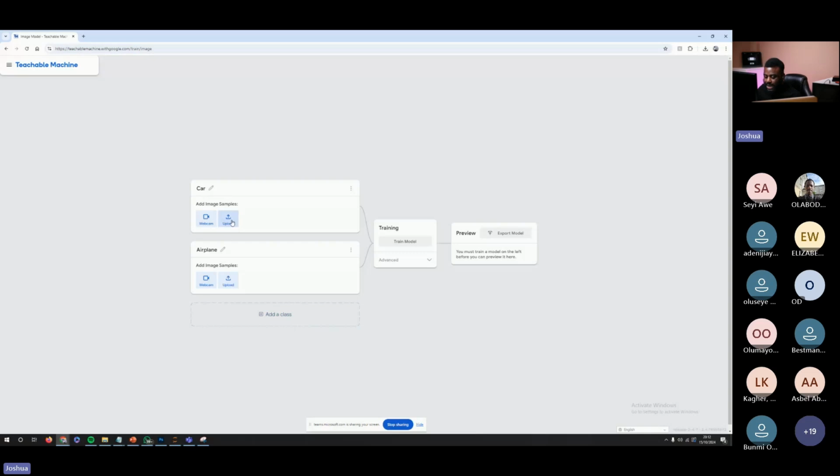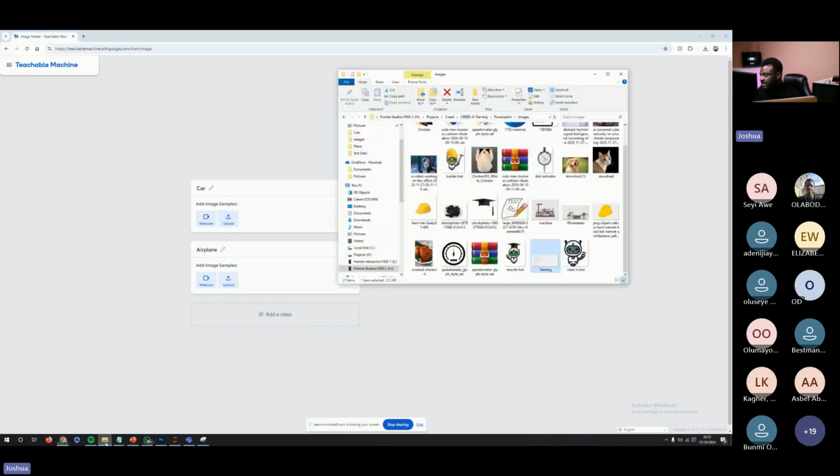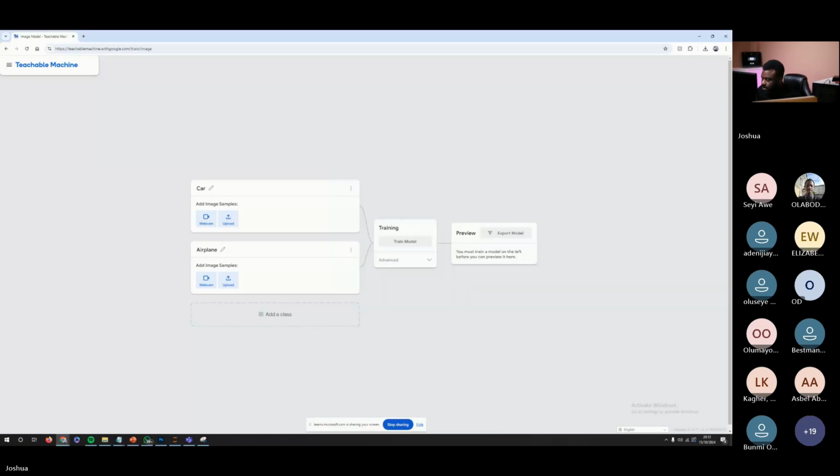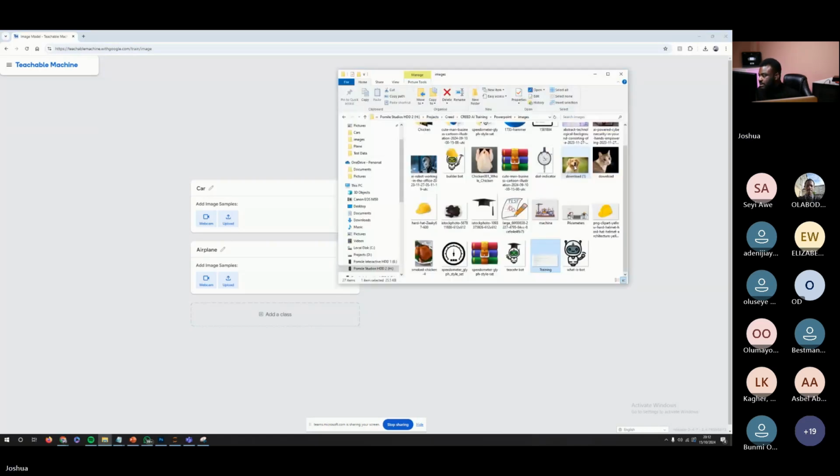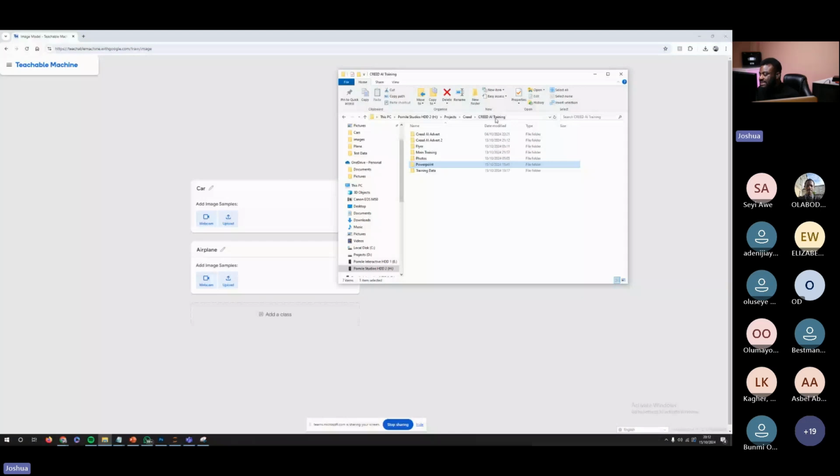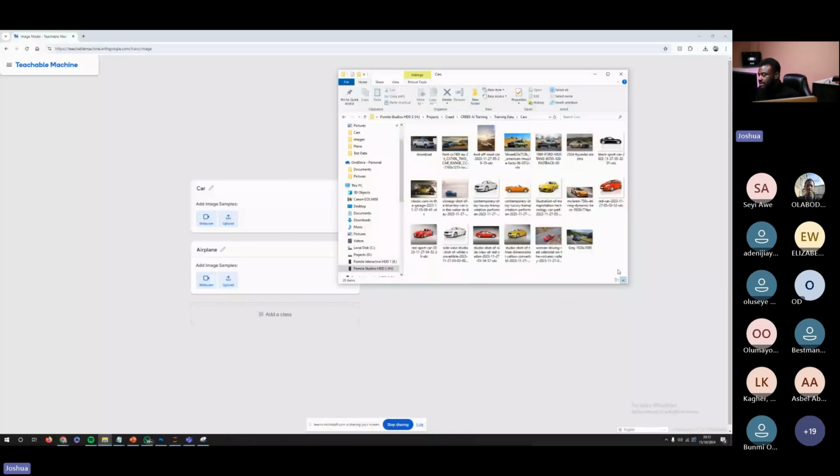So I'll click upload. I have my data set. Let me see if I can show it to you. Yeah, so I have my data set here. So I have a bunch of images of cars. I used 20 images.